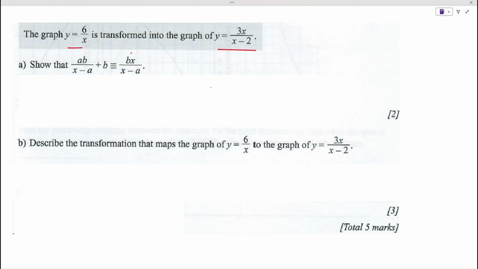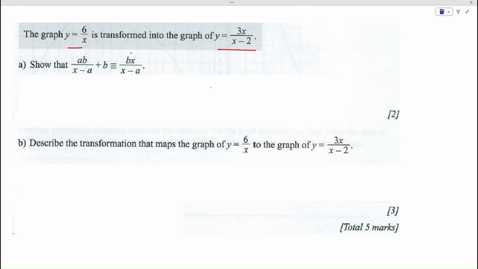For part A, show that ab over x minus a plus b is equal to bx over x minus a. So this is the identity symbol here, the 3 lines. And so it shows that it is always equal to.